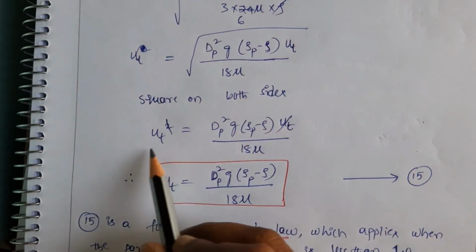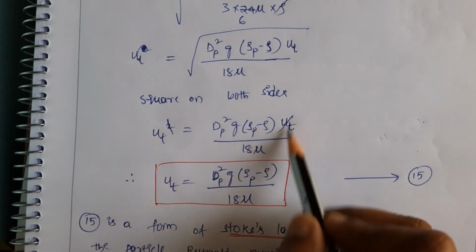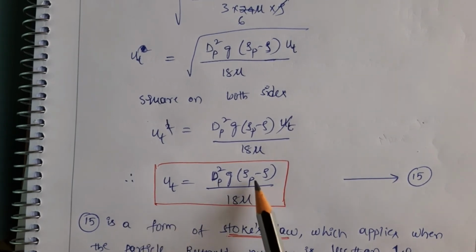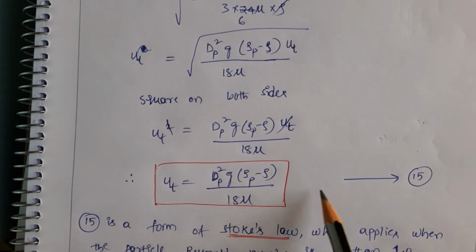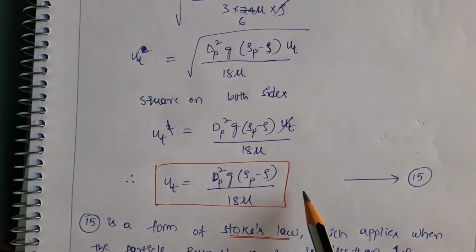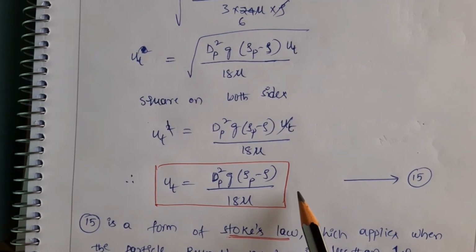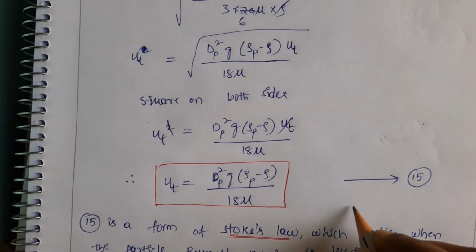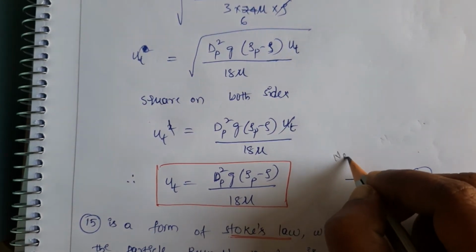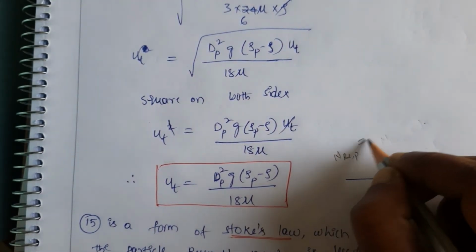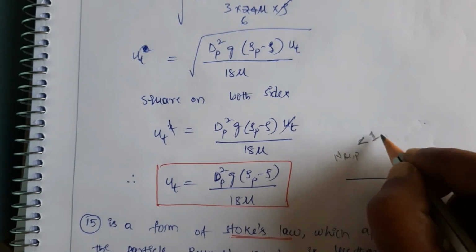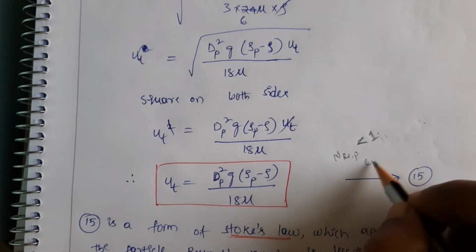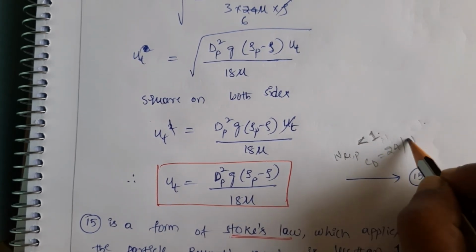So squaring on both sides, you will get ut squared on one side and ut on the other, so this term and this square will get cancelled. ut equals dp² g (ρp − ρ) divided by 18 mu. This is the terminal settling velocity expression, or terminal velocity, for a spherical particle moving in the Stokes law region. That is, the Reynolds number of the particle is less than 1. This is the Stokes law region. In the Stokes law region, Cd equals 24 by Re.